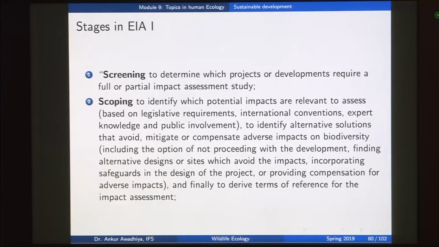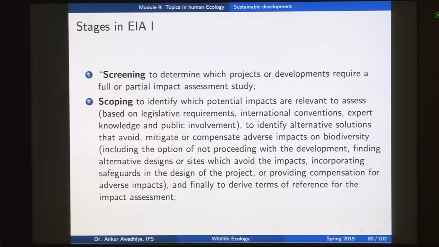The first stage is screening. Screening determines which projects or developments require a full or partial impact assessment study. So, if there is a very small project, then probably we can let go of the environmental impact assessment, but if there is something that is a bit larger, such as a dam or a mining industry, that has to go through the EIA process.